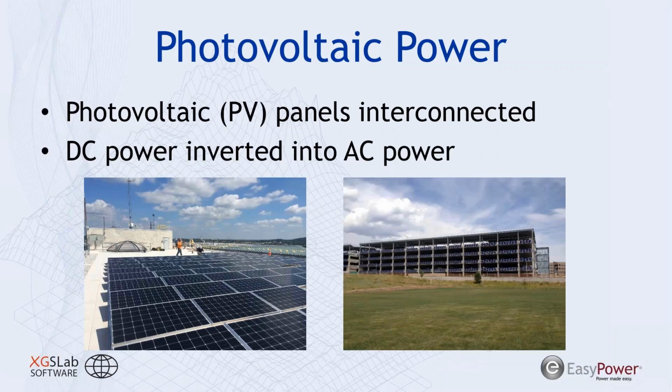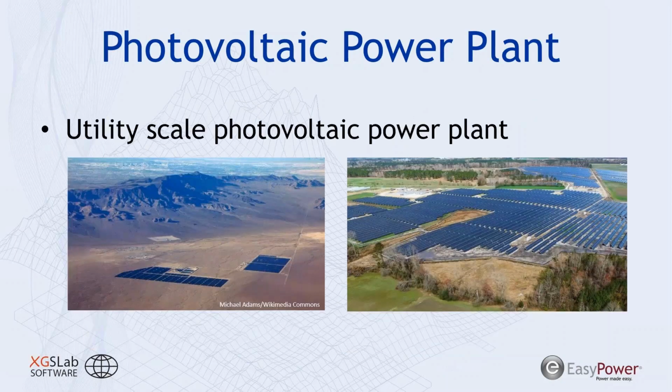So I'm sure all of you have probably seen some photovoltaic panels on residence or commercial buildings in your area. What these do is that they convert solar energy and take that and convert it into a DC power. That DC power is inverted into an AC power to be used by the residence or commercial building itself. So if we take that concept and just make it much, much larger, we end up with a utility scale photovoltaic power plant. These systems can be really large, often covering several acres.